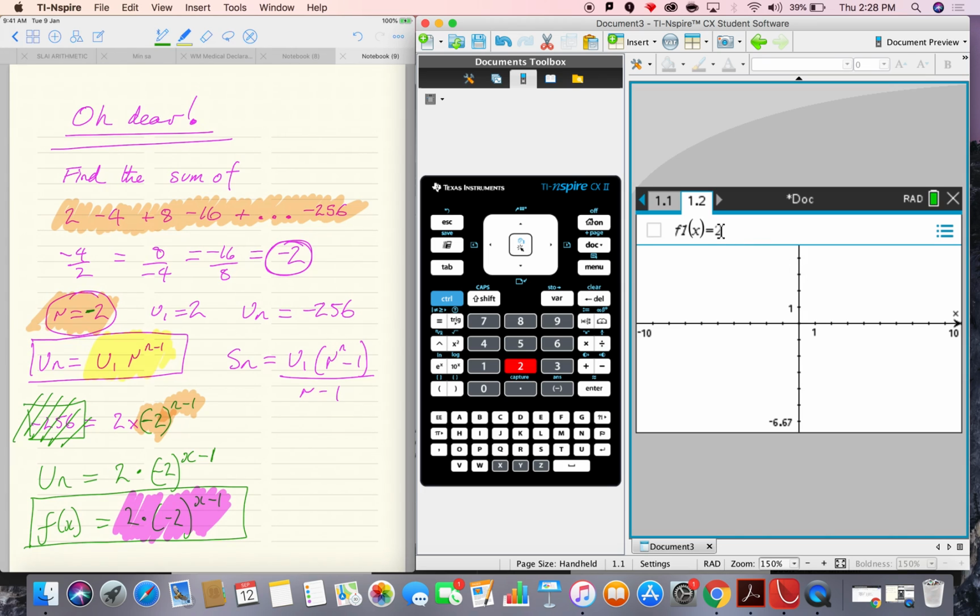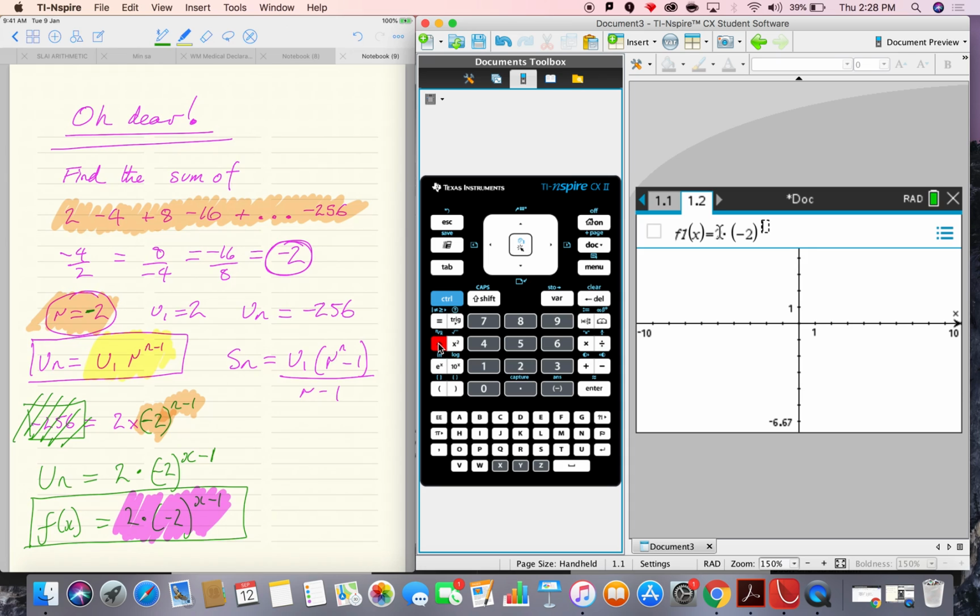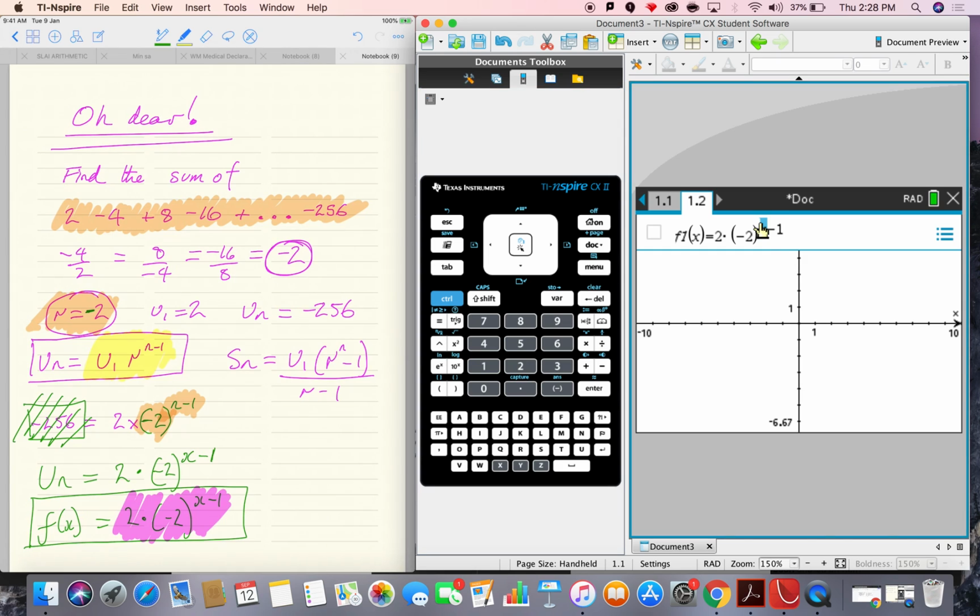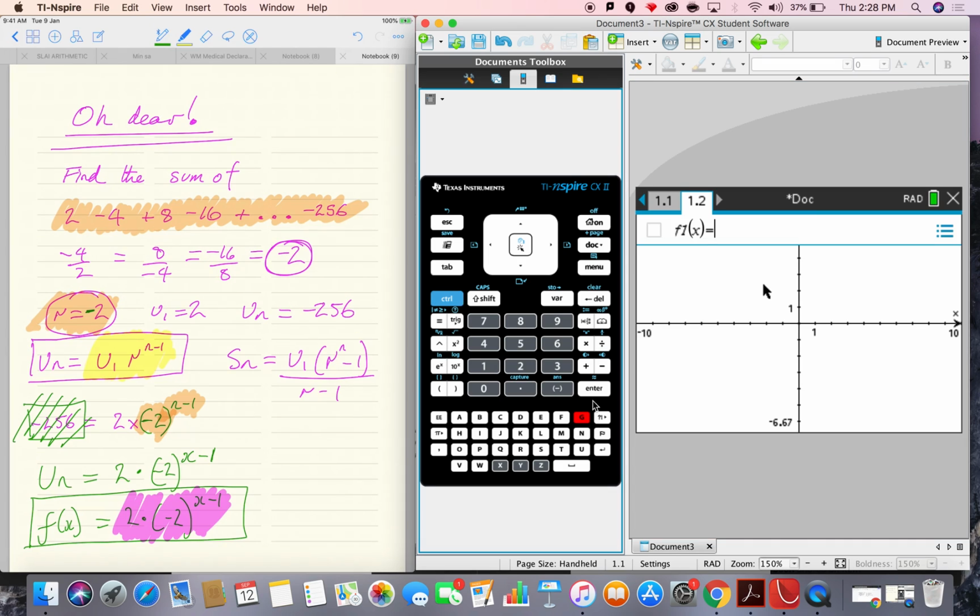So it's 2 times, open bracket, -2, close bracket, to the exponent, and this is x minus 1. I've got to put x here because the calculator recognises x's as the inputs. And I know in the formula it says that it's an n, but that's okay. So Control G will get me back in. I didn't even enter it, I just deleted it. So let's try it again.